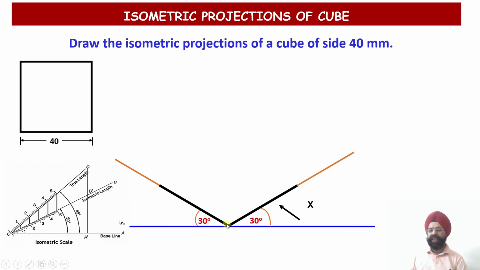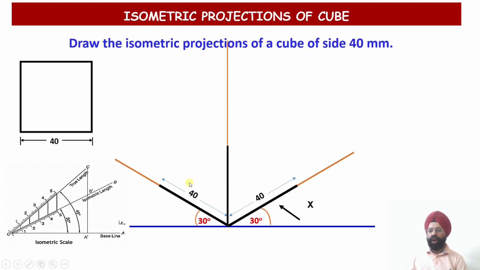Then the third, the vertical height. The height of the vertical edge of the cube will again be 40 millimeter, so I am going to mark this 40 millimeter edge length on the y-axis. On the x-axis 40 millimeter has been marked, on the y-axis 40 millimeter edge length has been marked, and along the z-axis also 40 millimeter edge length has been marked.